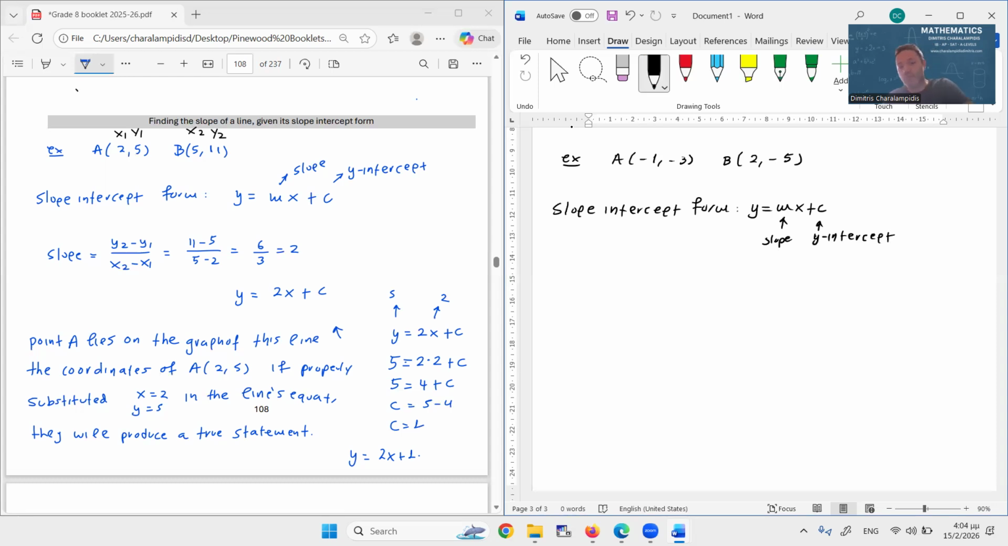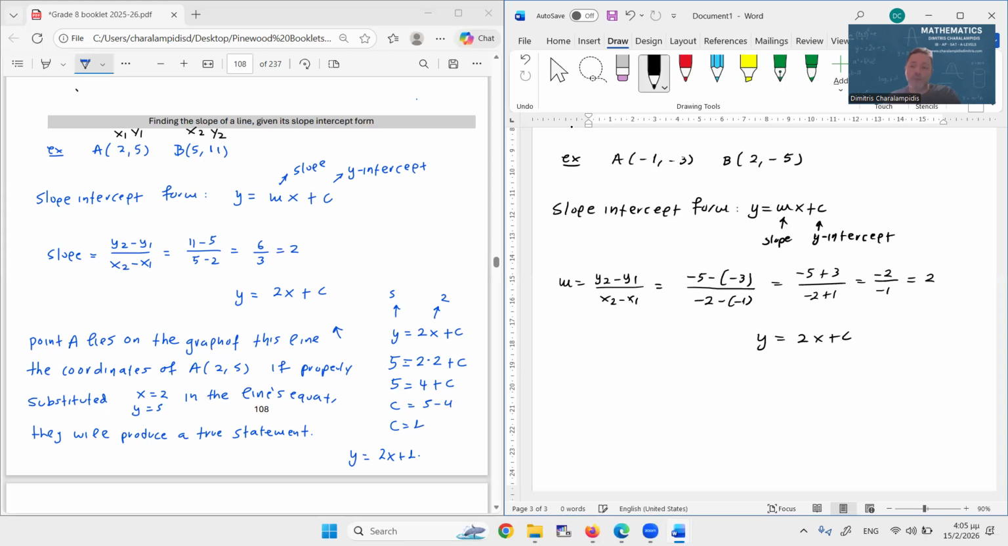I'll begin with the slope. M is y2 minus y1 over x2 minus x1, which means -5 minus -3 over -2 minus -1. So that is equal to -5 plus 3 over -2 plus 1. That is -2 over -1. That is equal to 2, which means that up to here, instead of y equals mx plus c, I can write y equals 2x plus c.